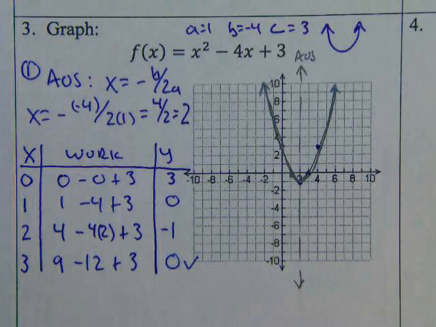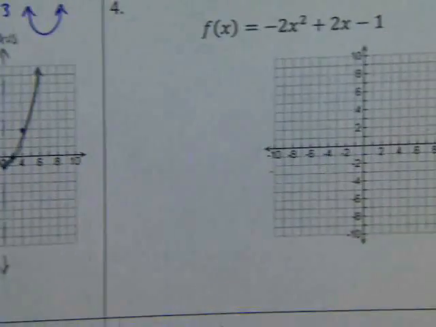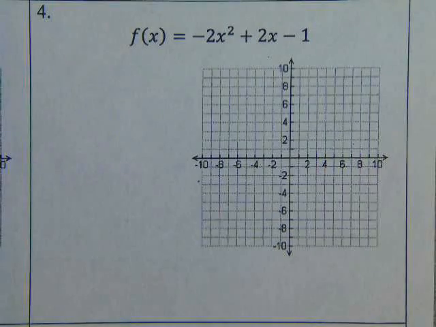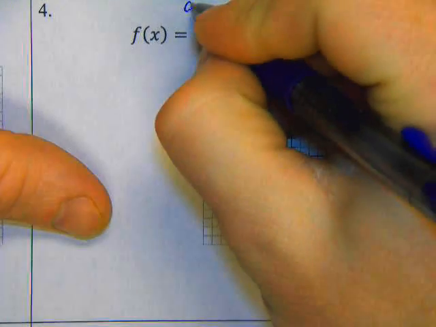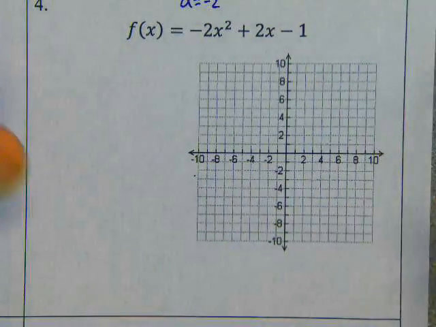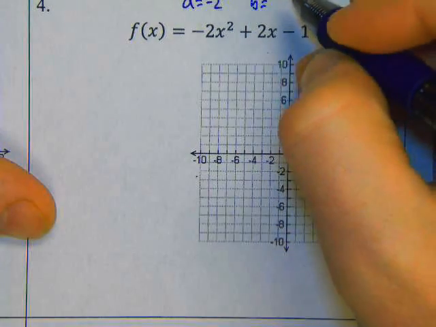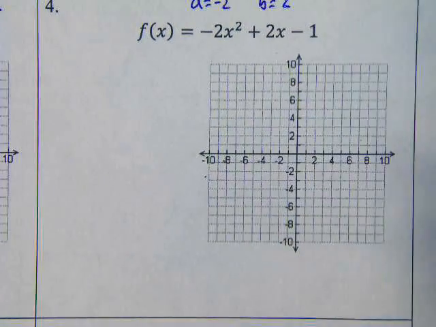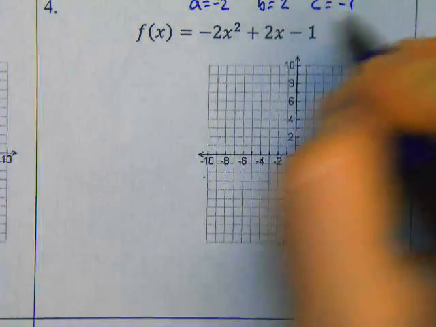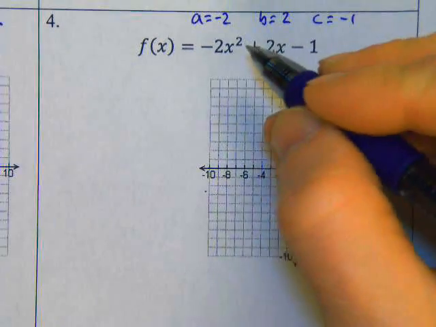All right, let's bump over to number 4. And again, pause it if you need to stop, it's the beauty of YouTube. You pause it, look at it, view it, and do what you got to do. So again, A is -2, B is 2, and C is -1. That -2 tells me that it's going to open down.